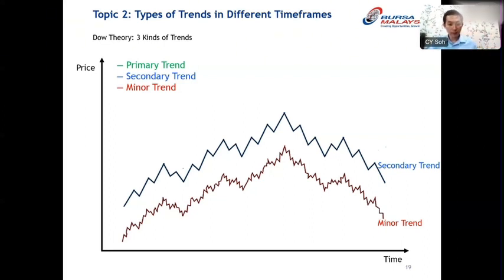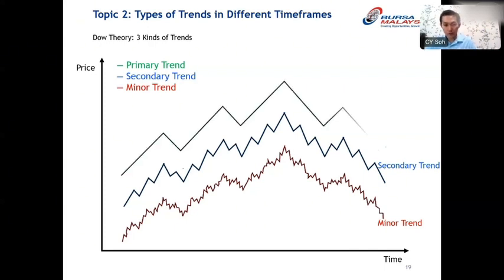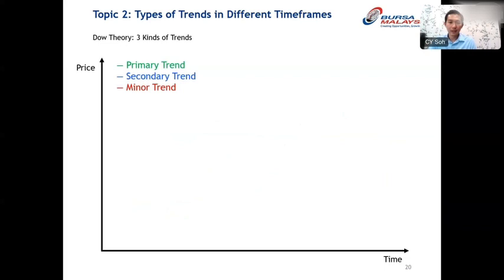And the primary trend, which is the green line, is much smoother. Most of the time, for a primary trend, you can see this on the monthly chart. You can see the general direction of the market even more clearly. Now let's put all of them together, because all of these three trends are describing the phenomena of the market. Now let's have a look at the minor trend first.